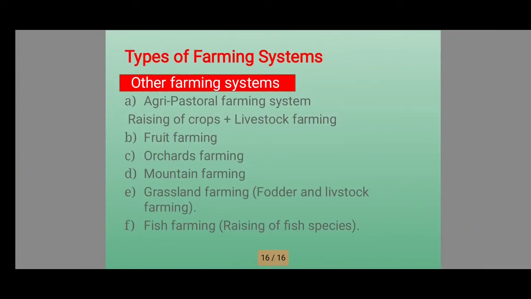Next, the other types of farming are the agri-pastoral farming system, like rearing of crops with livestock, and fruit farming, the rearing of fruit in orchards, mountain farming, and grassland farming, growing fodder for livestock, and fish farming is also a type of farming system. These are the other types of farming systems.